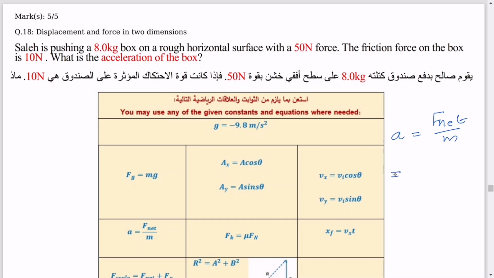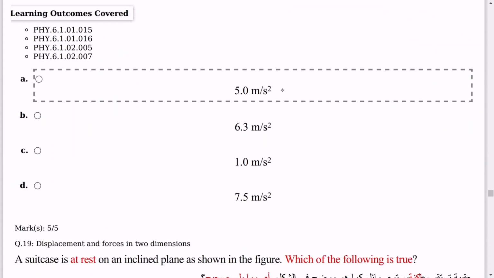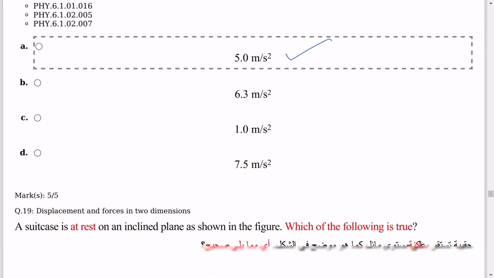So here two forces are acting, in opposite directions. The 50 Newton force is acting forward and the 10 Newton frictional force is acting backward. So net force is 50 minus 10, divided by the mass of the box, that is 8 kilogram. 50 minus 10 is equal to 40. 40 divided by 8 is equal to 5. 5 meter per second squared is the value of acceleration of the box. So this is the correct answer.